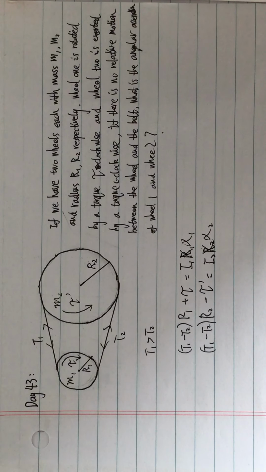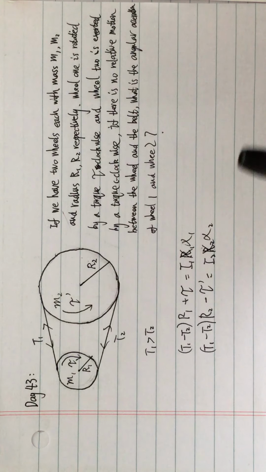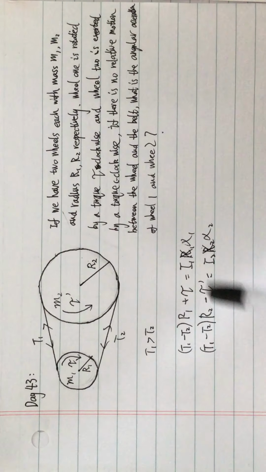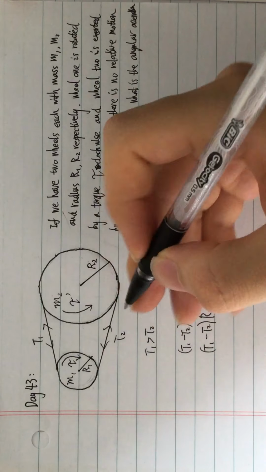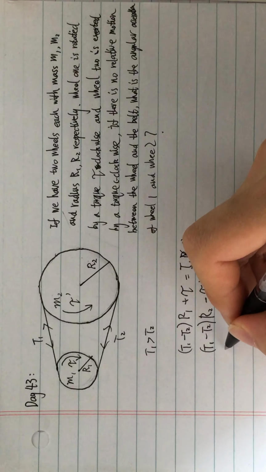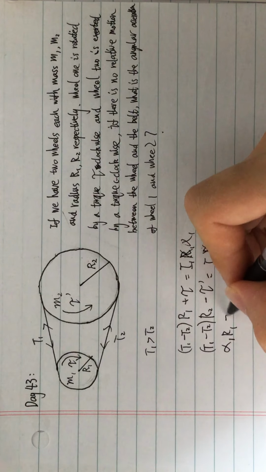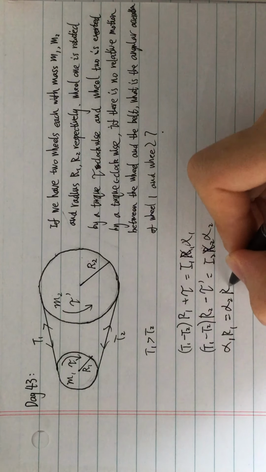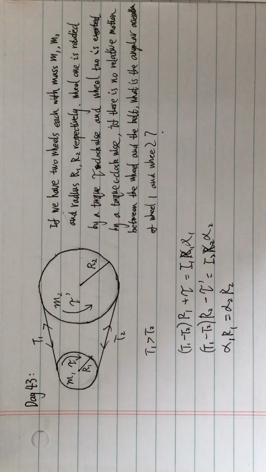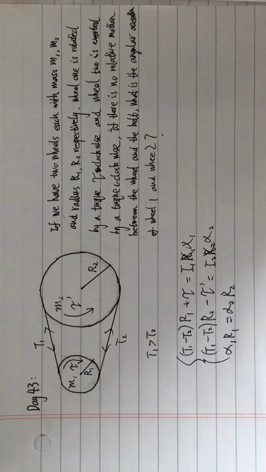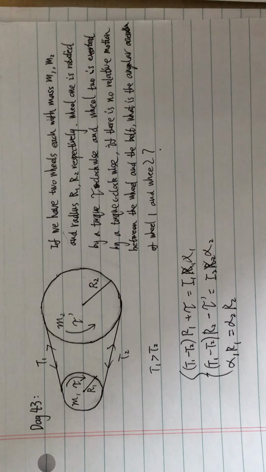I'm sorry for that. Also, because they are connected and there is no relative motion, we know that the linear velocity is the same: alpha 1 times R1 is equal to alpha 2 times R2. With these three equations, we can solve for the angular accelerations alpha 1 and alpha 2. So how do we do that?